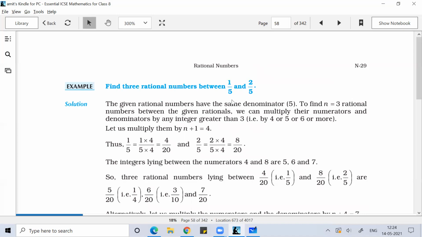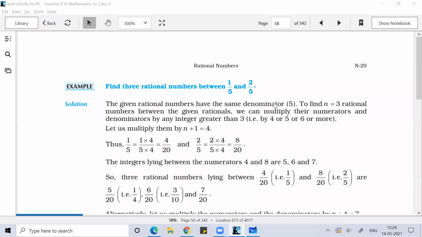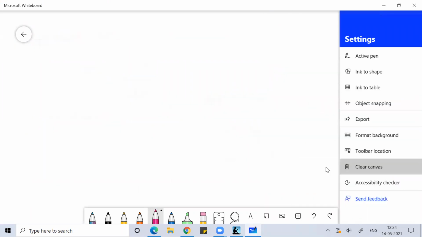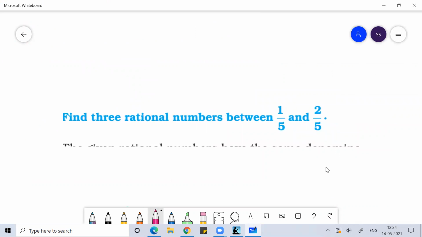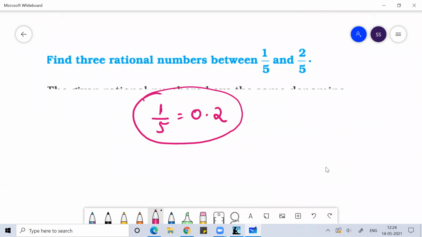Suppose you want three rational numbers between 1 by 5 and 2 by 5. How can you do it? What is 1 by 5? 1 by 5 is 0.2. If you find the decimal value of 1 by 5, it is 0.2. If you find the decimal value of 2 by 5, that is 0.4.